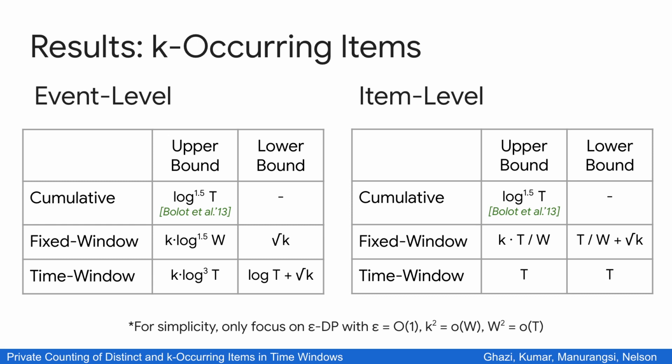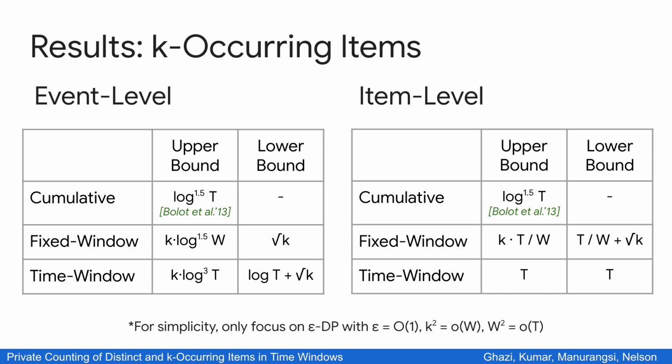Similarly, for the time window setting, before we had an error that depends only on log cube of t, but now we have an upper bound that is roughly t, and we also show a lower bound of roughly t as well, which shows that the problem becomes much harder here in the item level setting.